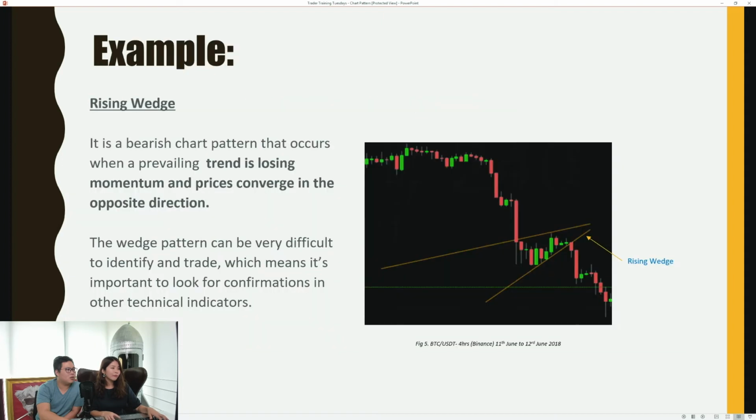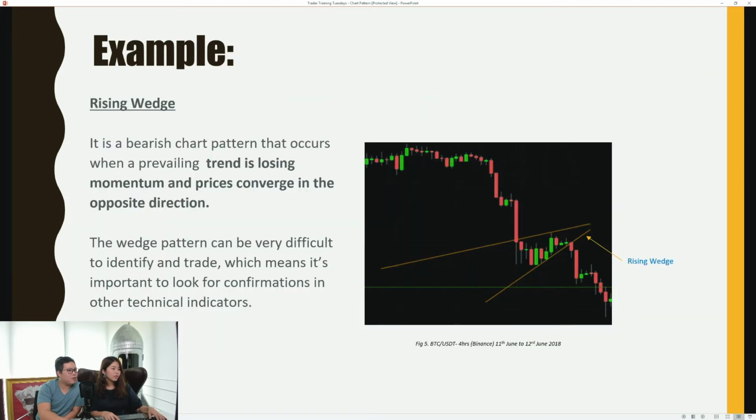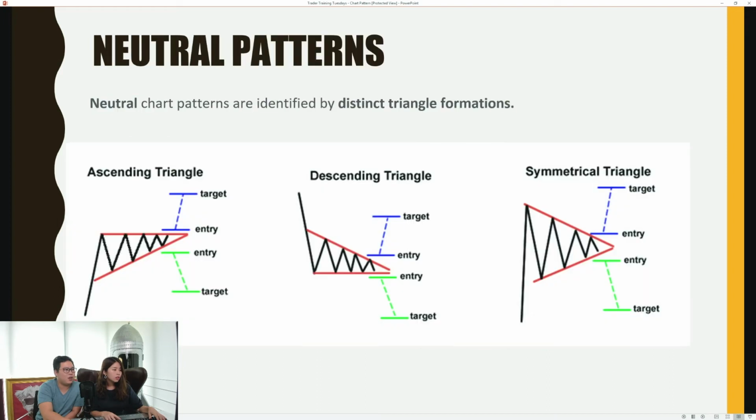Let's go back. Wait, it's exactly the same as the ascending triangle. Oh, wait, go back. No, because this one doesn't have a flat top. The ascending triangle has a flat top. Right. And the other one's a flat bottom. Right. Okay, this makes sense.